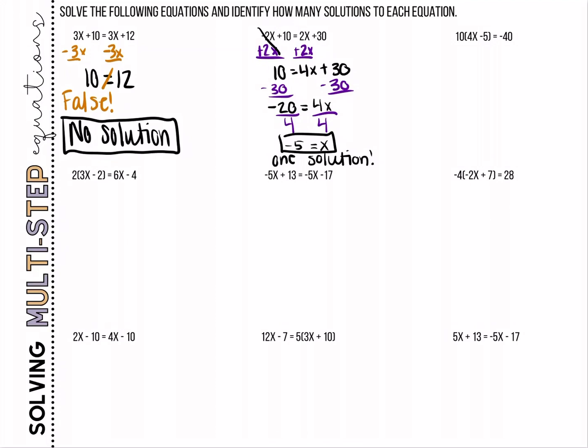So now I'm going to go to the next one. 10 times 4x minus 5 equals negative 40. I'm going to distribute. Then I'm left with 40x minus 50 equals negative 40. Then I'm going to add 50 on both sides.